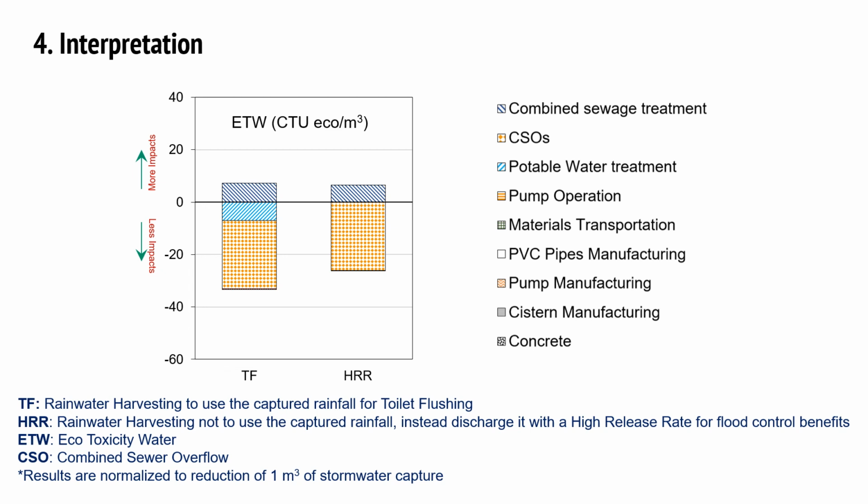Okay, so now for the last part of the ISO standard, which is interpretation, we are going to go over the results for ecotoxicity to water. So we have 2 different scenarios displayed on the graph. The first is TF, which is using the rain harvested water for toilet flushing. And the second is HRR, which is high release rate for flood control benefits. So you wouldn't actually use the captured rainfall. You would just release it at small increments so that there is less flooding around the area wherever these rain barrels are.